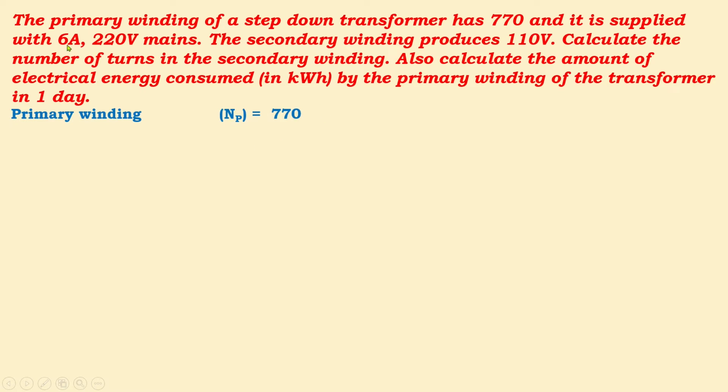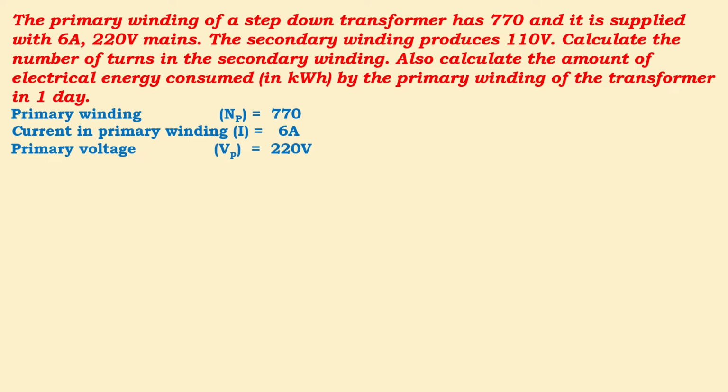And it is supplied with 6 ampere 220 volt mains. What does it mean? It means current in the primary winding, which is denoted by I, is 6 ampere, and primary coil is supplied with 220 volt, and that's why we can write primary voltage Vp is equal to 220 volt. The secondary winding produces 110 volt. It means secondary voltage that can be represented by Vs is equal to 110 volt.